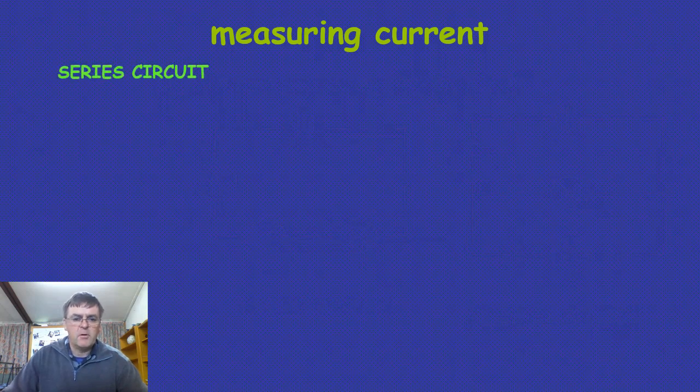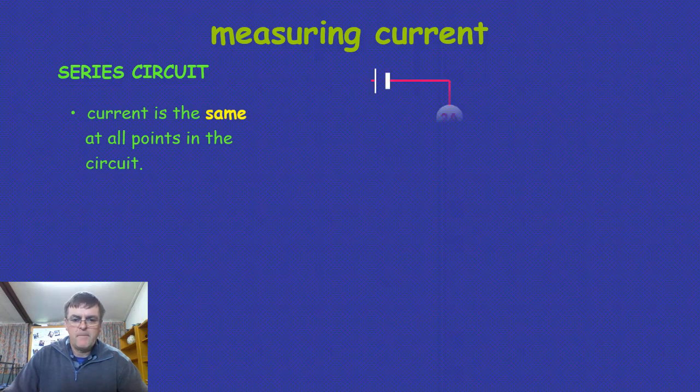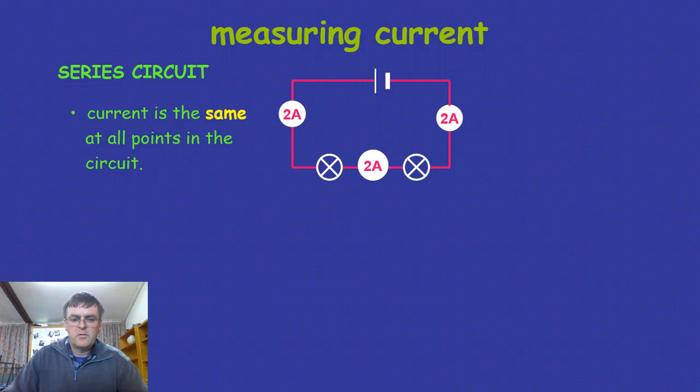So what happens to our current? In a series circuit, it's the same anywhere. So here I've got 2 amps anywhere I put it. The cell is putting out 2 amps of current, and anywhere in the circuit it's going to be 2 amps. It's got to go through everything. So the speed is the same at all points.